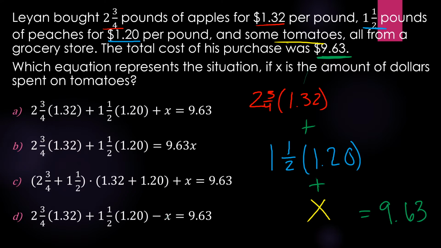So if I'm looking at these answer choices, I want to pick one like letter A here. This first part represents how much I'm paying for my apples. The second part represents how much I'm paying for my peaches. X is how much I'm paying for those tomatoes, and it's equal to my total of how much I'm spending.